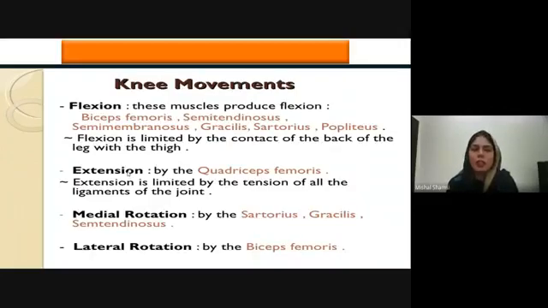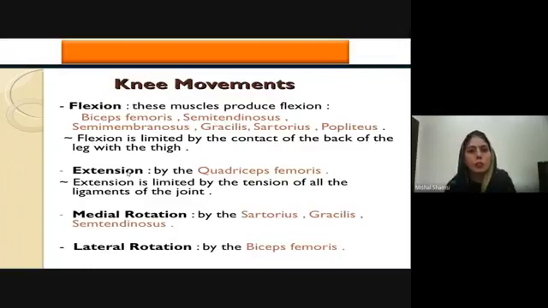These are the key muscles which are responsible for the movements of the joint. For flexion, the biceps femoris, semitendinosus, semimembranosus, gracilis, sartorius, and popliteus are responsible. For extension, quadriceps femoris is responsible. For medial rotation, sartorius, gracilis, and semitendinosus are responsible, and popliteus is also one of the muscles responsible for medial rotation. For lateral rotation, biceps femoris is responsible.